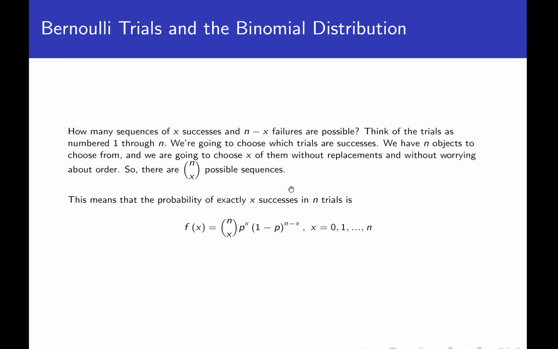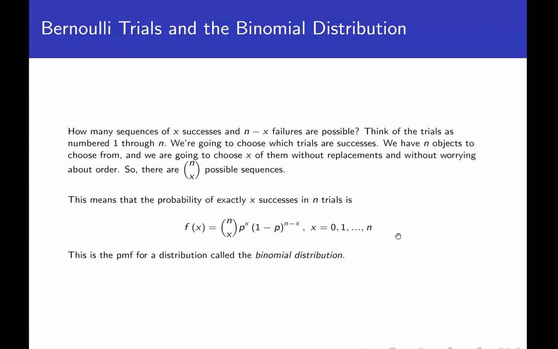So now, the probability of exactly x successes: remember, the earlier result was for a given sequence with that many successes, and this is how many of them there are. So this gives us the probability of having x successes in n trials. It's n choose x, p to the x, 1 minus p to the n minus x. And the support here is 0 through n because we're counting the number of successes. Worst case scenario, you had no successes. Best case scenario, you had all successes.